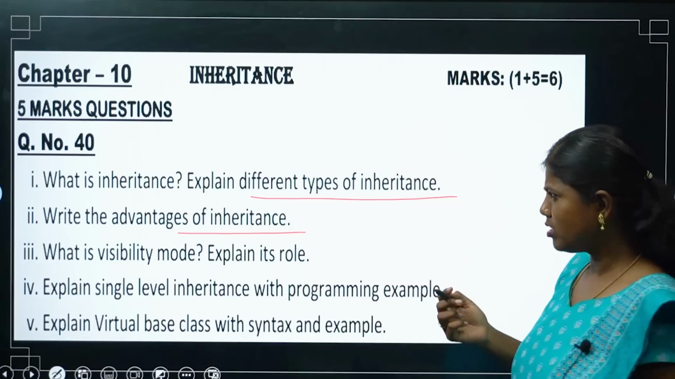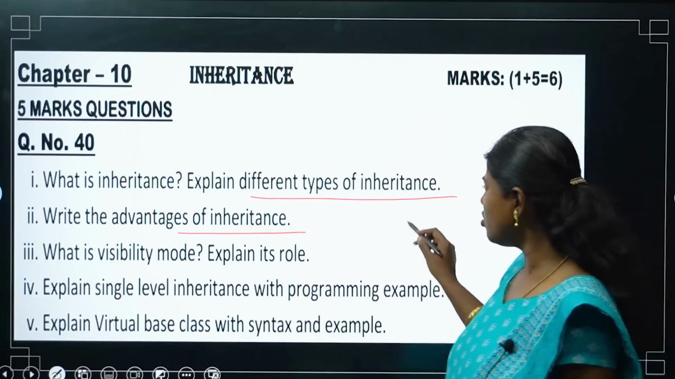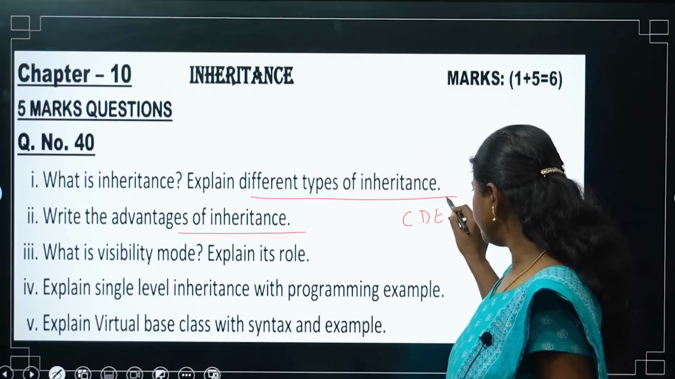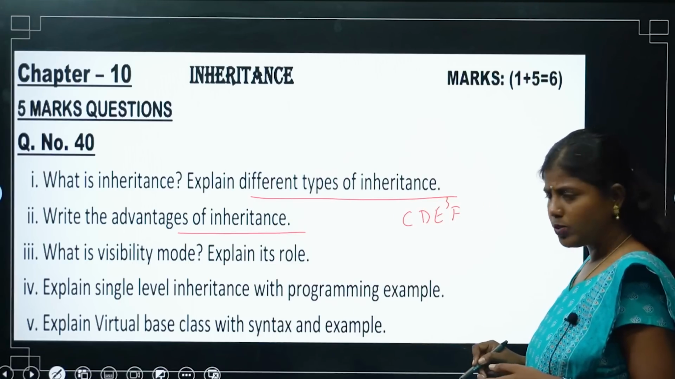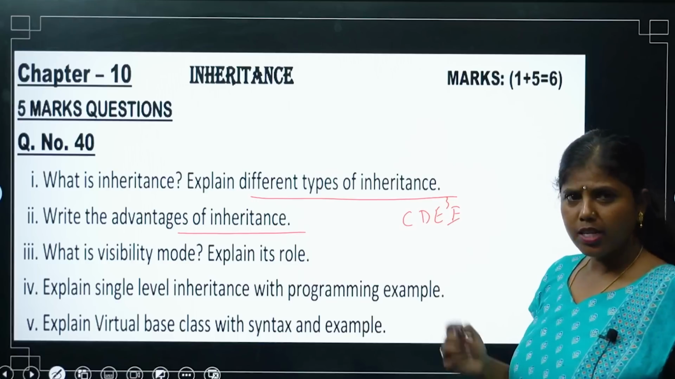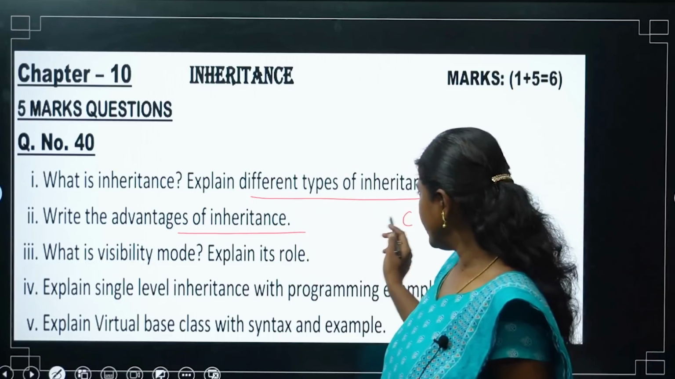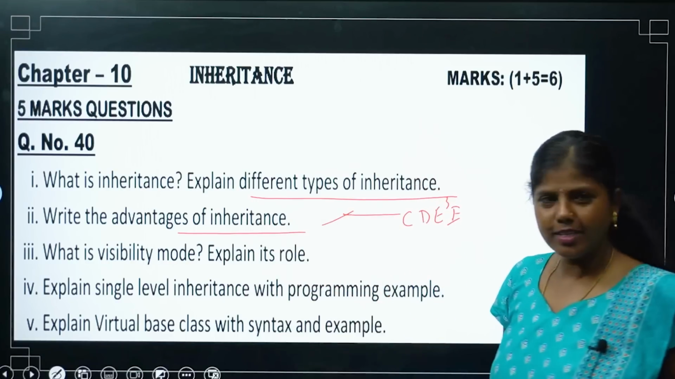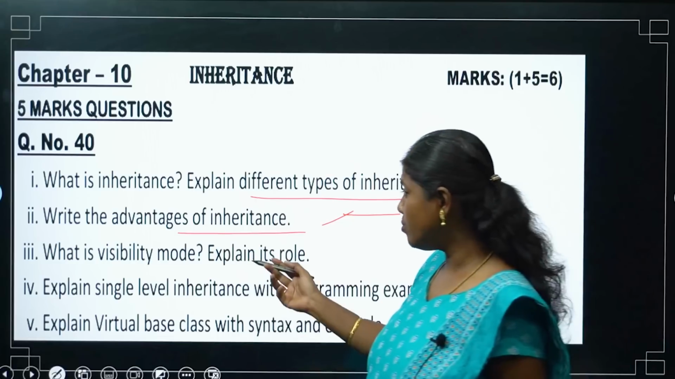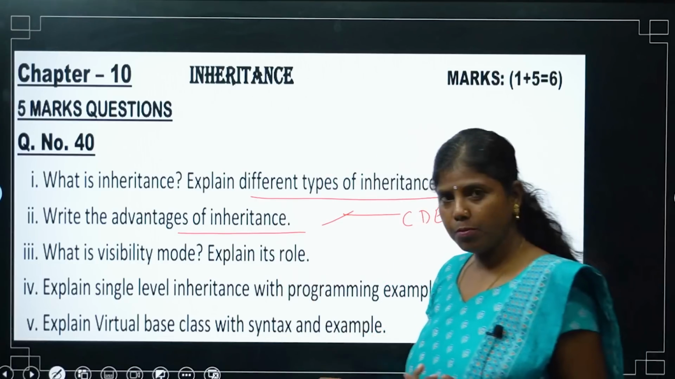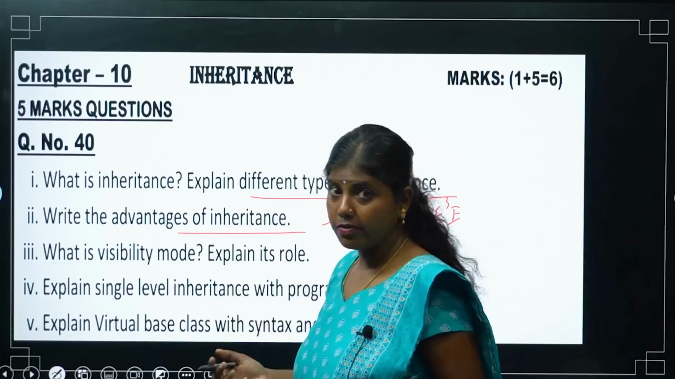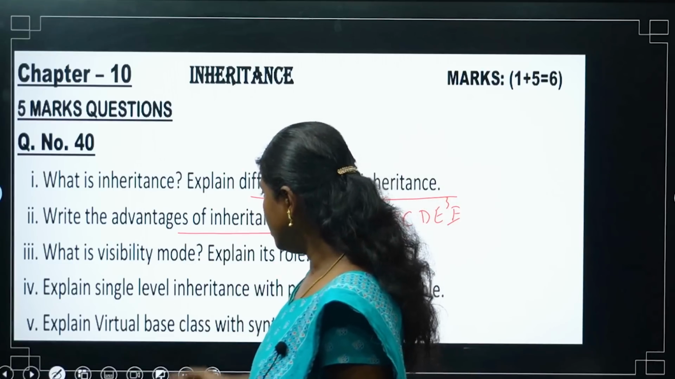I think I had given you some kind of hint also. CDEQ buffer: code reusability and debugging is easy, easy to maintain, easy to extend, and faster development code. Like this you can remember some kind of code for the advantages of inheritance. So visibility mode, explain its role. It's the same as private, protected and public, but the context is different. Inheritance, we are using it here.